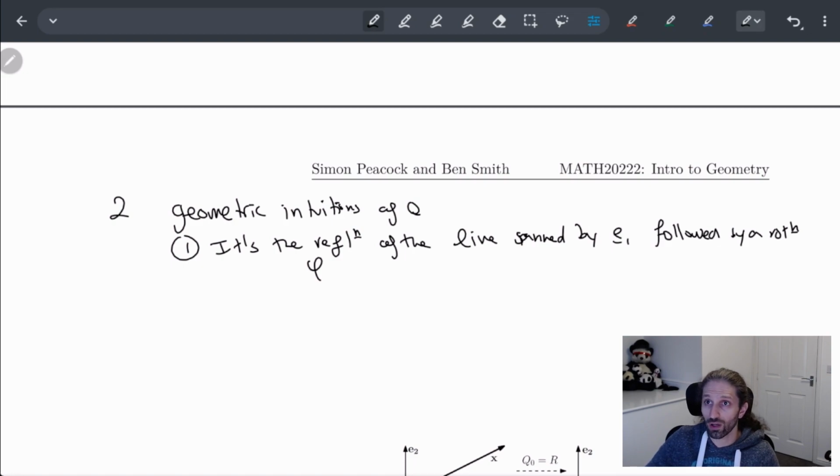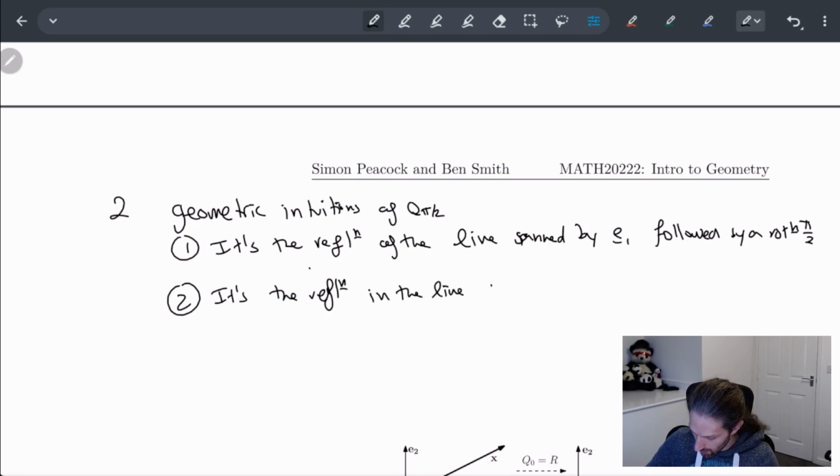I guess here we'll do a geometric interpretation of Q pi over 2. We'll do that. Of rotation pi over 2. And the second intuition is it's actually just the reflection in the line spanned by E1 plus E2. So this might be a little harder to see. So we'll actually see this in figure 2.